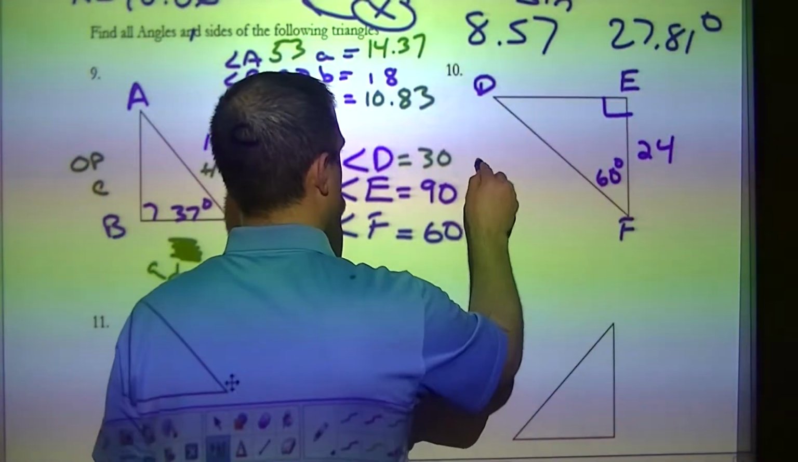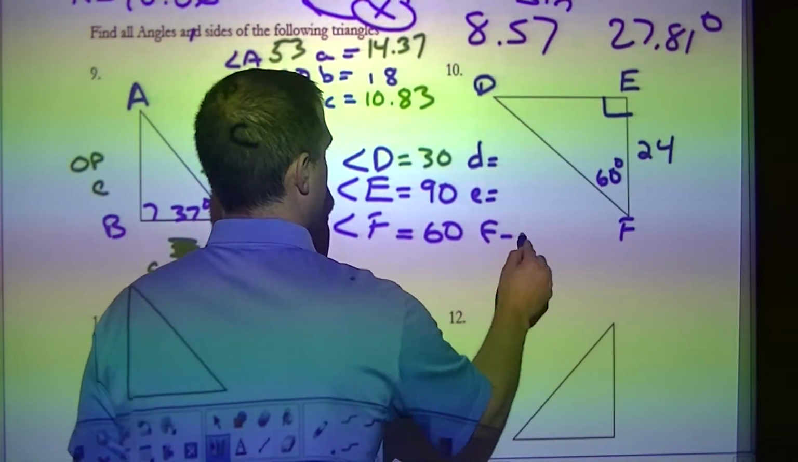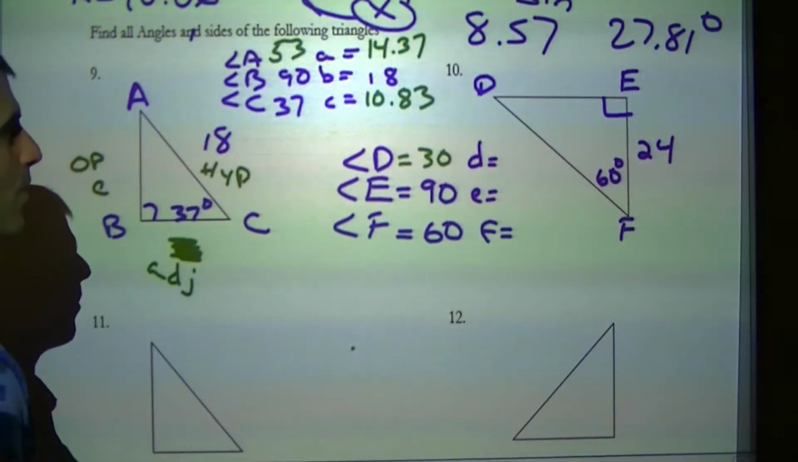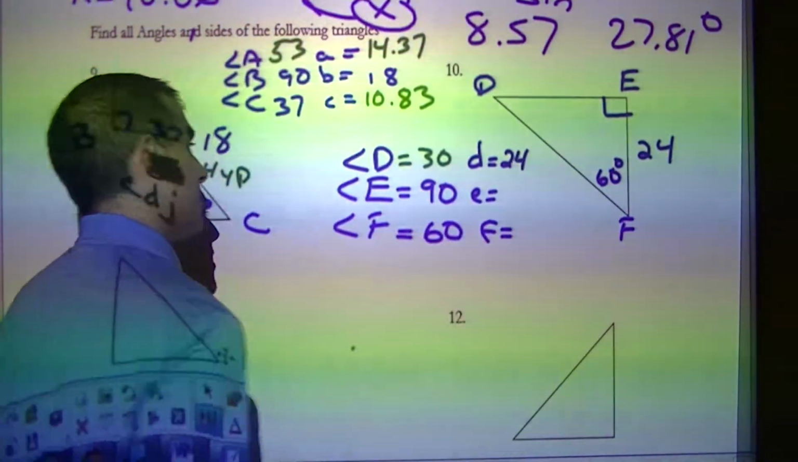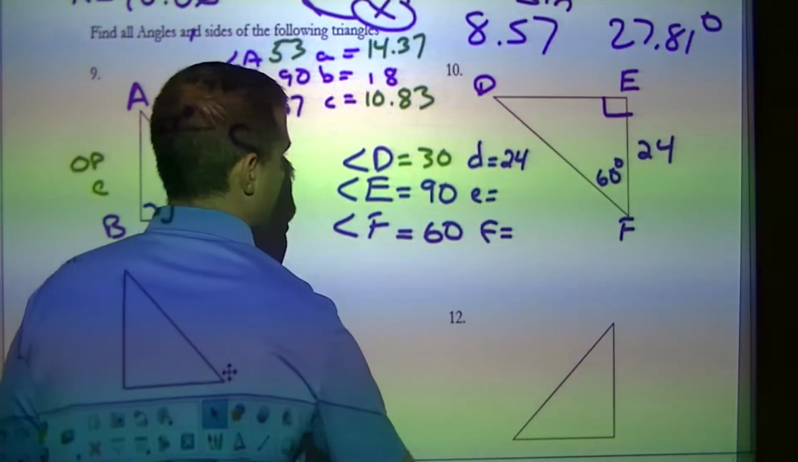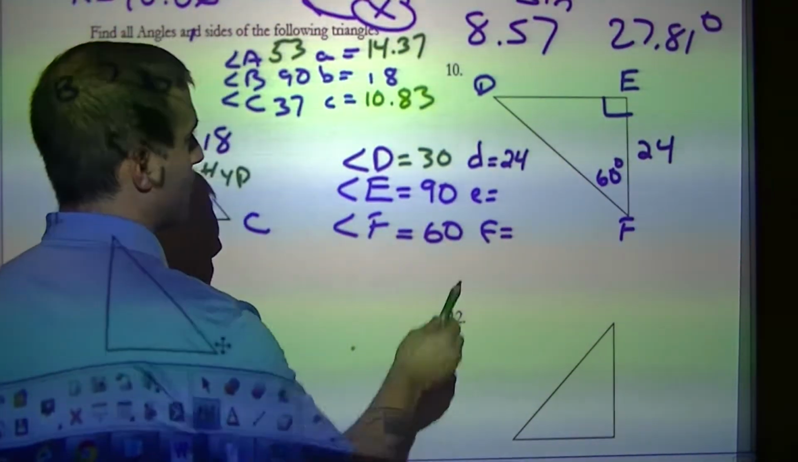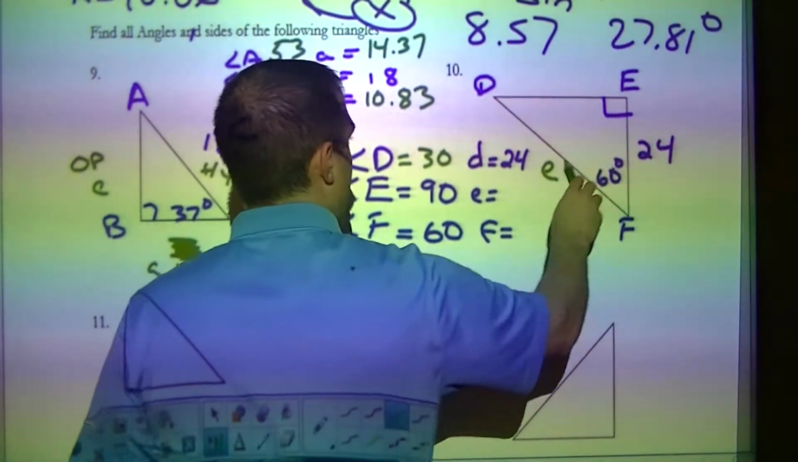Then I want to have little side d, little side e, little side f. Now, which side do I know already? Well, 24 is opposite of little d, so that's going to be 24 right there. Now, to find the other ones, little e is located right there, because that's opposite of that.